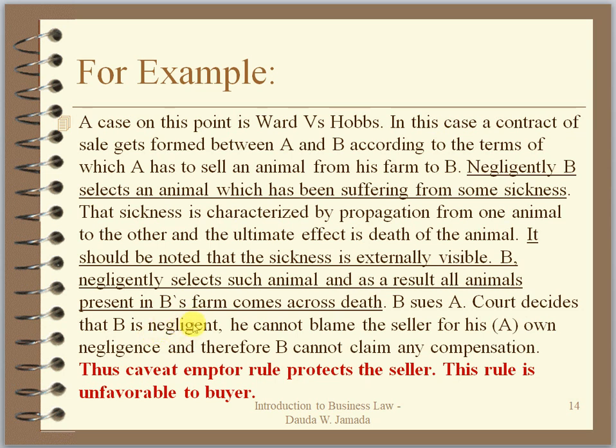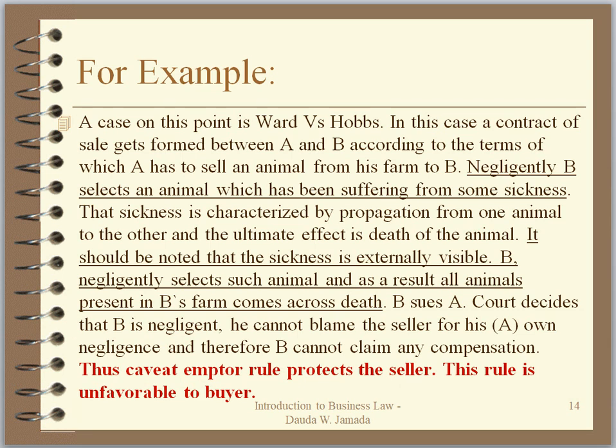By negligent here, it means that ignorantly you just look and you don't care about your selection. So you negligently selected a sick animal, and that is why we cannot approve your compensation. That means that the court has protected person A using the law we call the caveat emptor rule. And that's why we say that the caveat emptor rule protects the seller. This rule is unfavorable to the buyer.